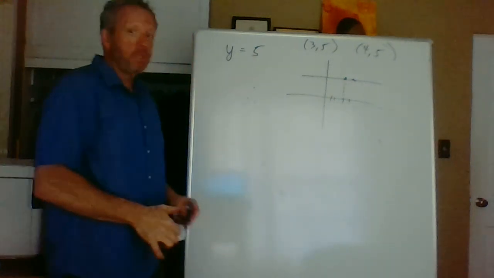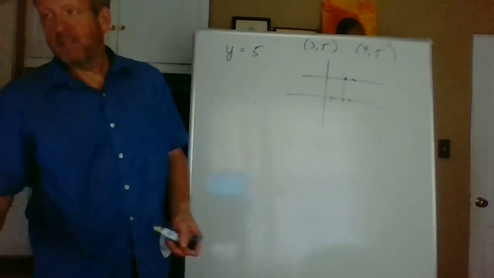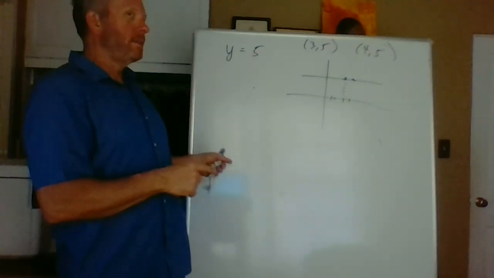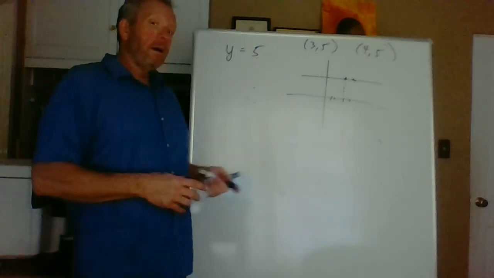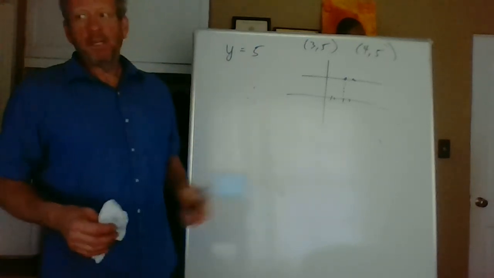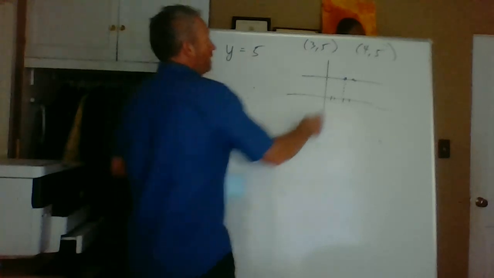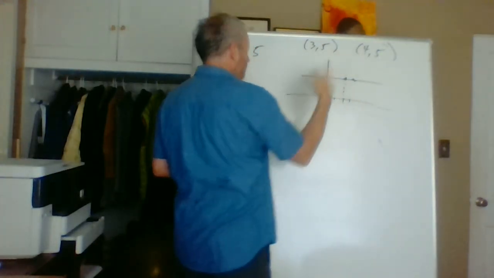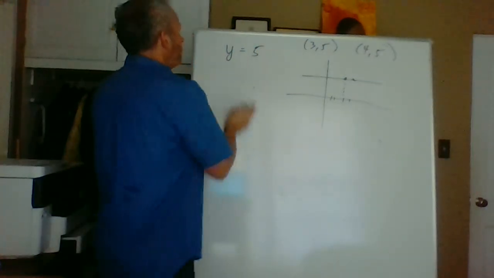So we're done. Like I said, we could go through the exact same process I did for the previous 2 problems, and you'd wind up with the same thing. You'd wind up with a slope of 0. Look, 5 minus 5 is 0. 4 minus 3 is 1. 0 divided by 1 is 0. You wind up with the same thing.